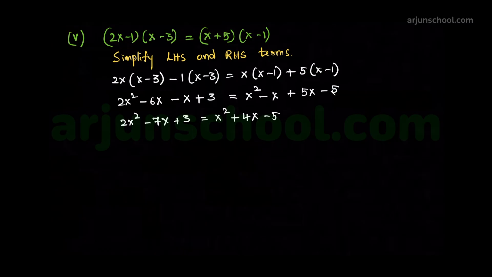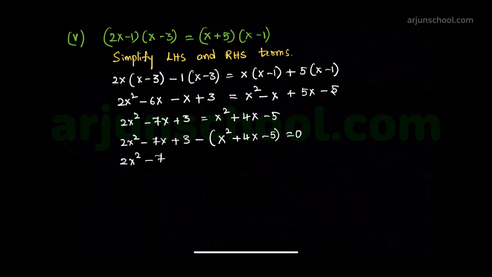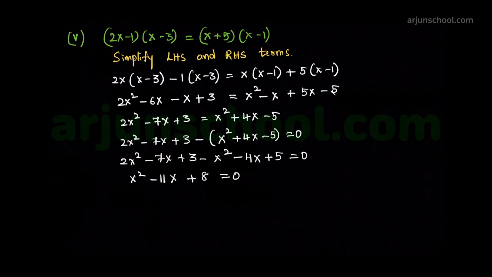Now bring all the terms on the right hand side to the left hand side. 2x square minus 7x plus 3 minus all the right hand side terms, (x square plus 4x minus 5) is equal to 0. Now expand the parenthesis. 2x square minus 7x plus 3 minus x square minus 4x minus of minus 5 is plus 5 is equal to 0. Now let us simplify the terms. 2x square minus x square is x square, minus 7x and minus 4x becomes minus 11x, plus 3 and plus 5 becomes plus 8 is equal to 0.